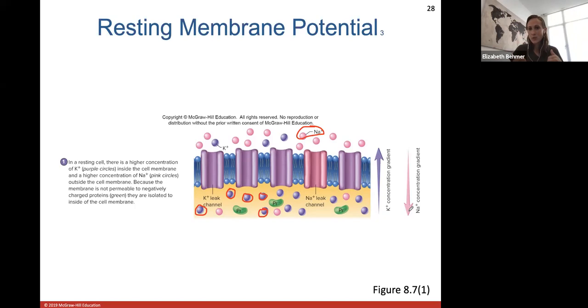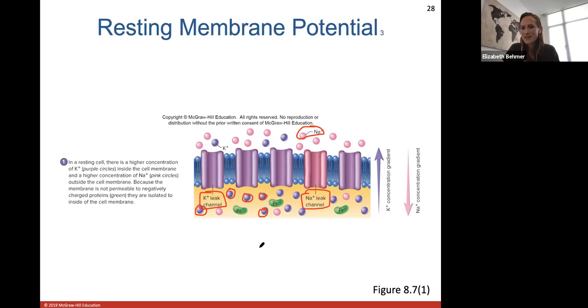And that's called diffusion. Potassium will always travel out of the cell, traveling down its concentration gradient, where there is less potassium out of the cell. These leak channels refer to sodium and potassium just leaking through the cell membrane. And again, you can see there are more purple leak channels because there are more potassium leak channels.